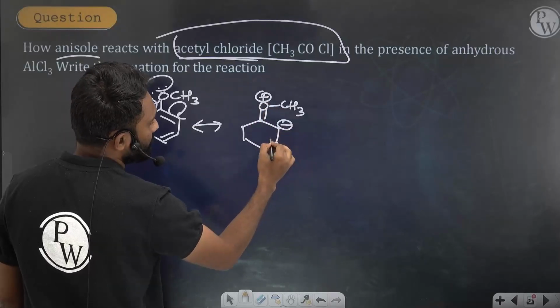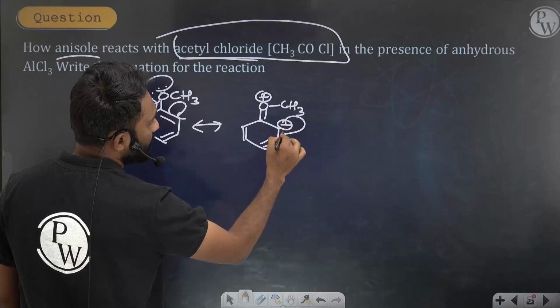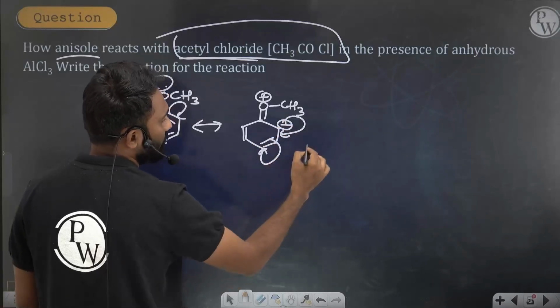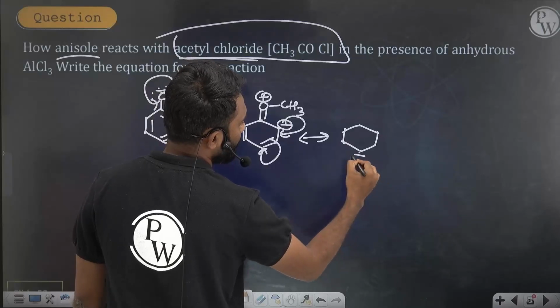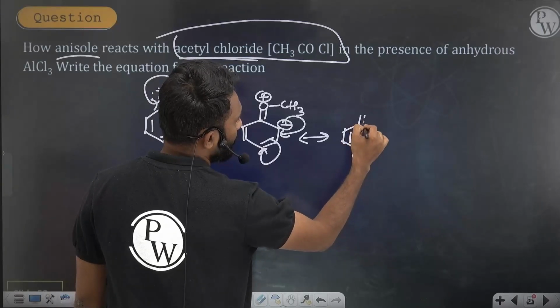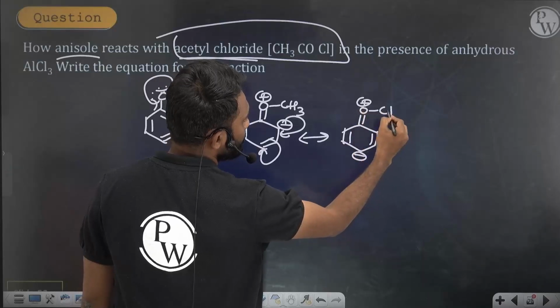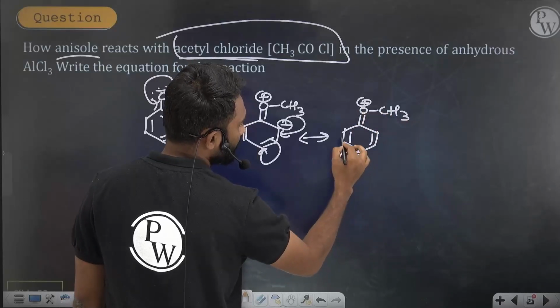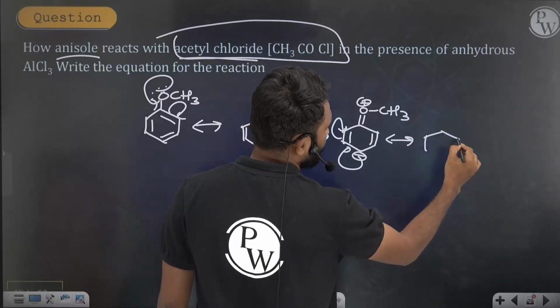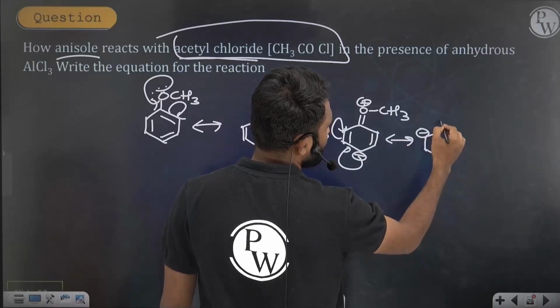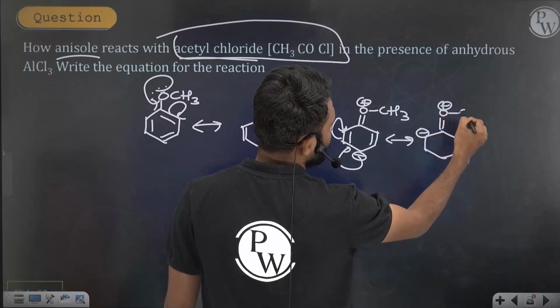Now the negative charge, here the positive, here the positive. Again this negative charge will be delocalized and this pi bond will be delocalized here. Now here the negative charge, here the double bond, O positive, and this is CH3. Again this negative charge will be delocalized and this pi bond will be delocalized here. Here the negative charge, here the double bond, here the O positive, and here the CH3.